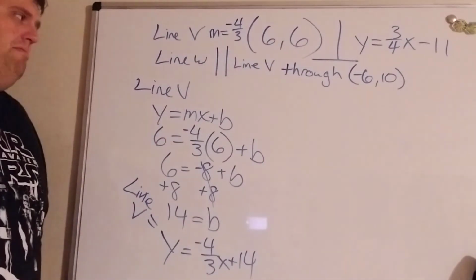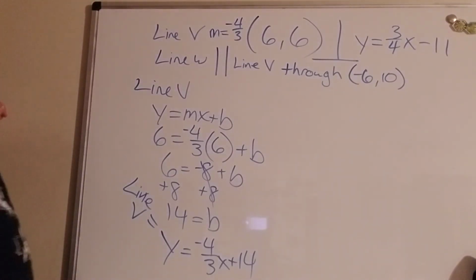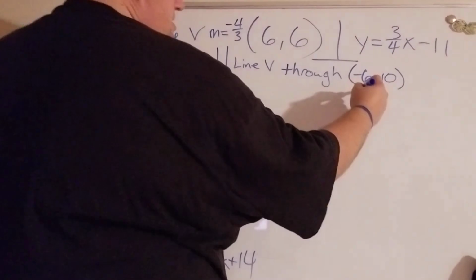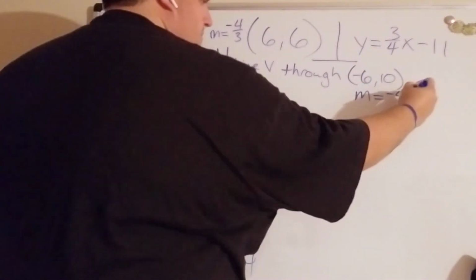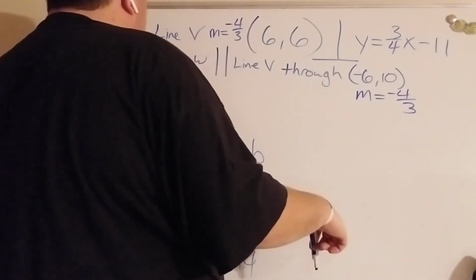Cool, but that doesn't give me my answer, because now line W is parallel to line V. So again, what does that even tell me? It tells me it has the same slope. So this slope over here is also -4/3. And now we can do the same thing for line W.